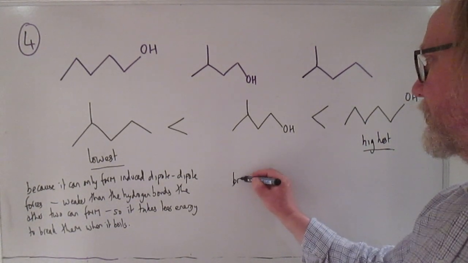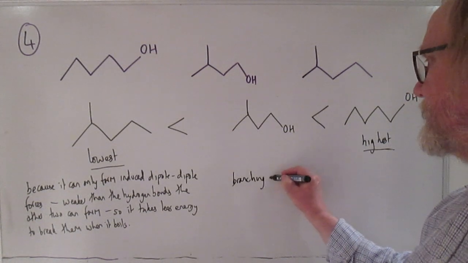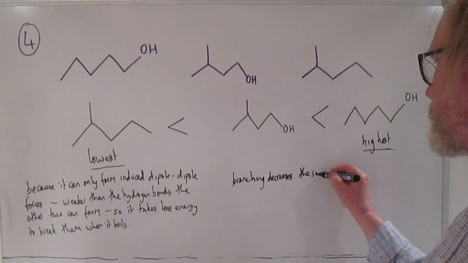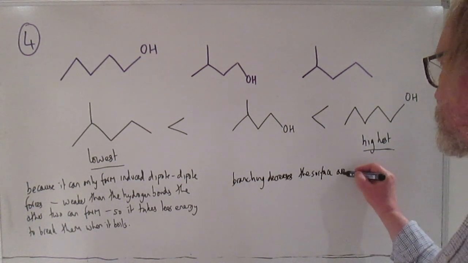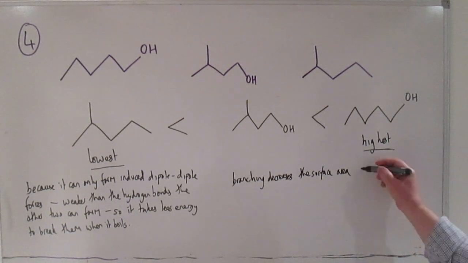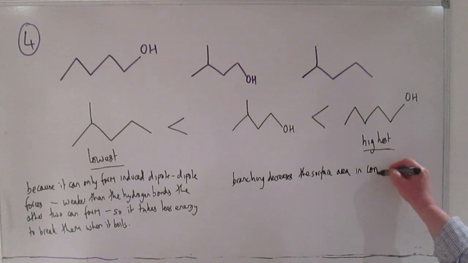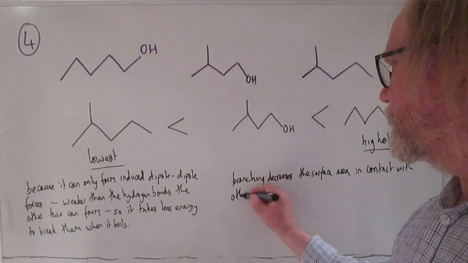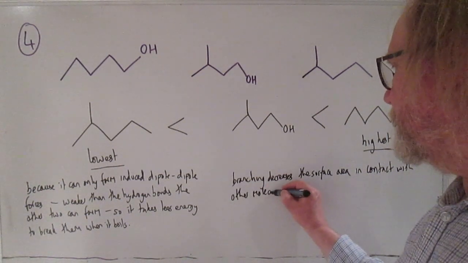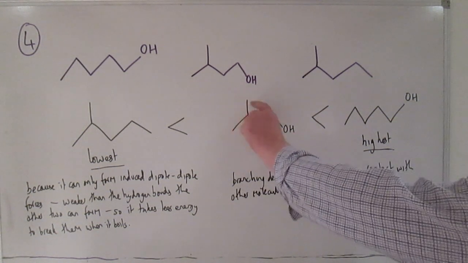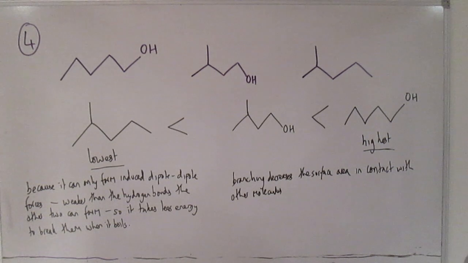So it's the idea that branching decreases the surface area in contact with other molecules. Don't just say decreases the surface area, because they may say, what's that got to do with it? So decreases the surface area in contact with other molecules. It's important you get that the right way around, and the thing to do is to think about it and realise that it's going to be difficult for other molecules to get close because it's already crowded around the branch. And that's the way to think about why the contact surface area is lower.